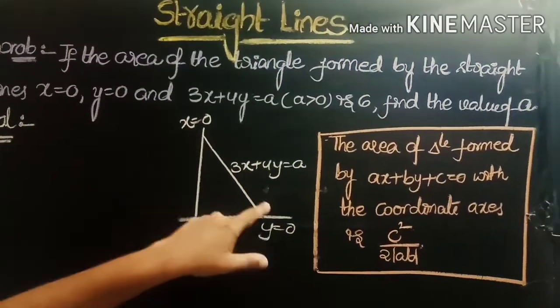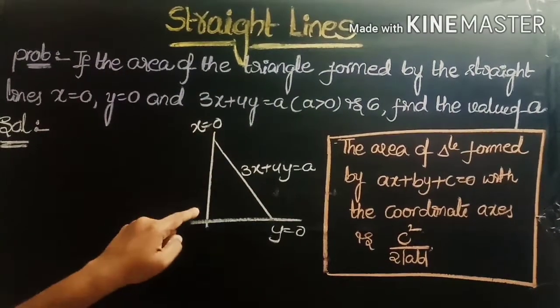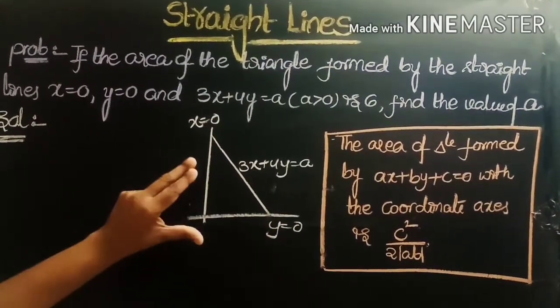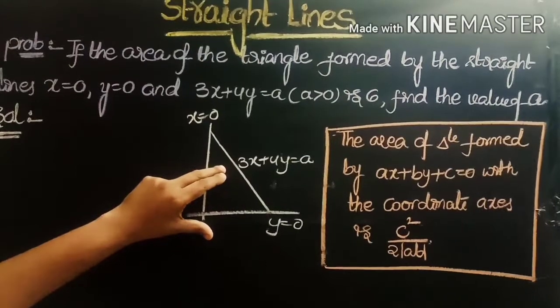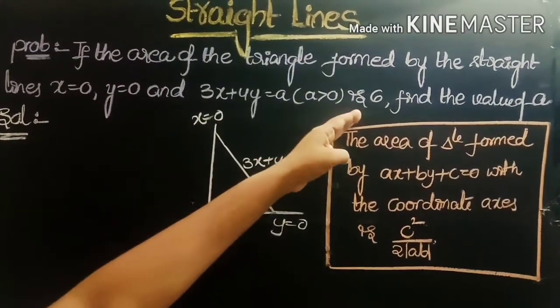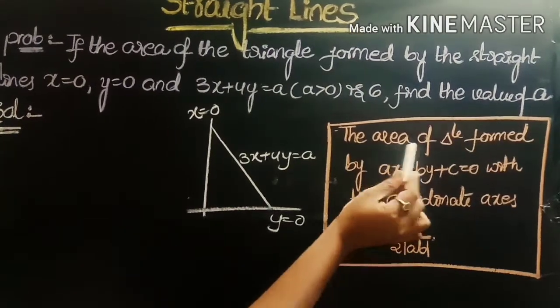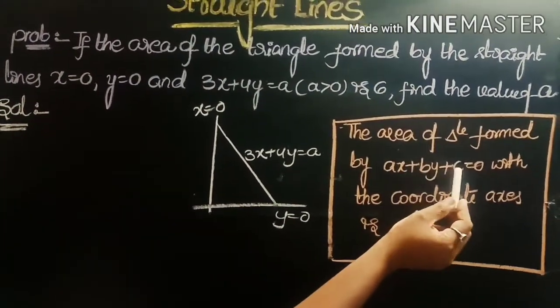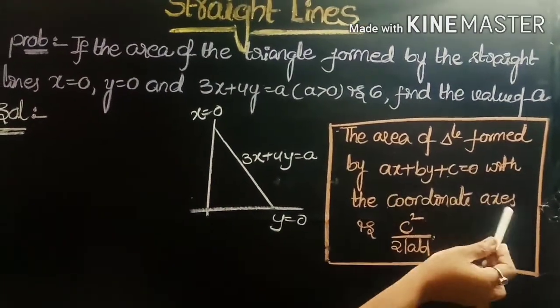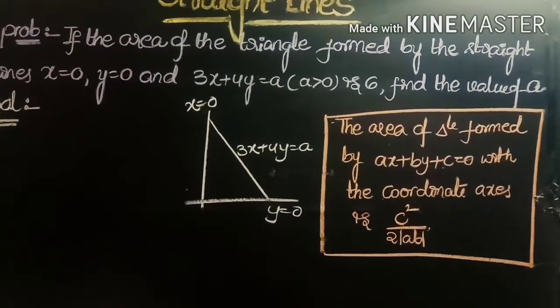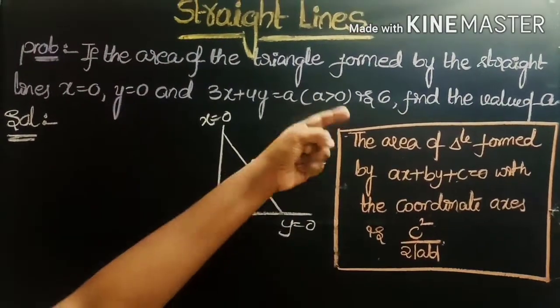So this is the triangle formed by the given line with the coordinate axes, and we want to find the area of the triangle and equate that value to 6 to get the value of a. Already we know that the area of the triangle formed by the line ax + by + c = 0 with the coordinate axes is c square by 2 mod ab. By applying this formula we can find the area of the triangle.